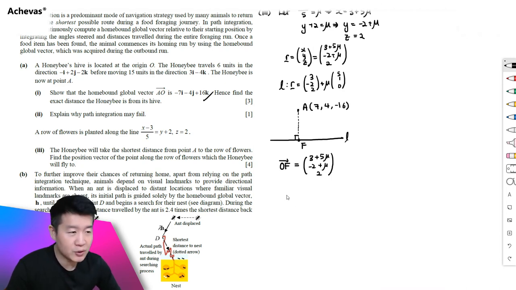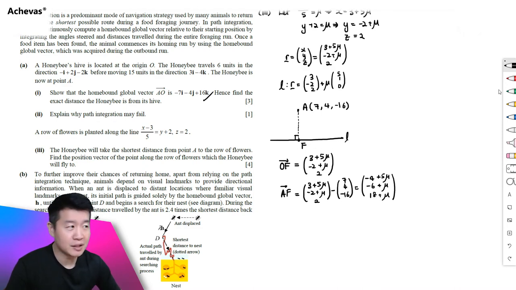Okay, OF is this. We can also find AF, which is a vector that is perpendicular to the line L. AF is OF minus OA. So (3 plus 5 mu, minus 2 plus mu, 2) minus OA, which is (7, 4, minus 16). And AF is going to be equal to (minus 4 plus 5 mu, minus 6 plus mu, 18 plus mu). And because AF is perpendicular to the line L, and the line L is parallel to the vector (5, 1, 0), I know AF dot (5, 1, 0).